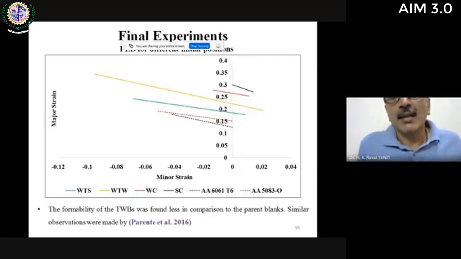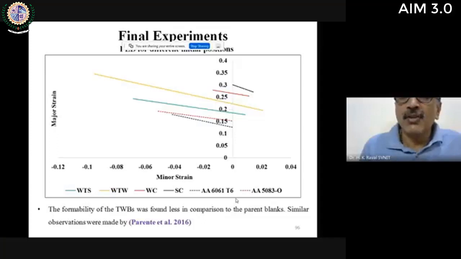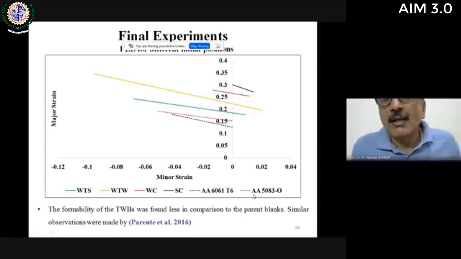And this is again the FLD. Here the FLD is plotted comparing the TWB with the base material. Welding is done using two materials, aluminum 6061-T6 and aluminum 5083. These are the two materials welded, and then single point incremental forming was done.